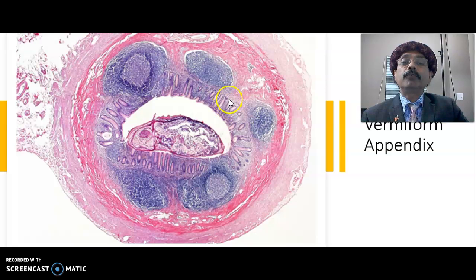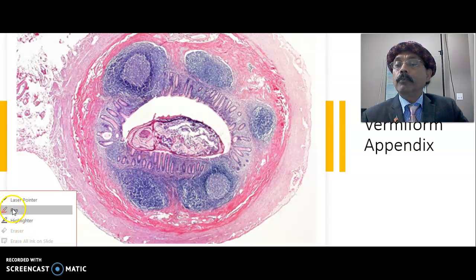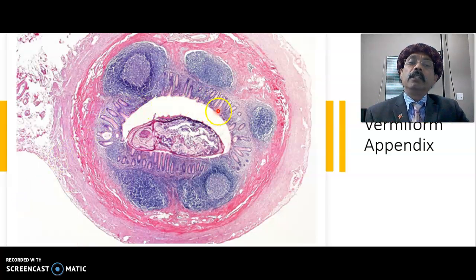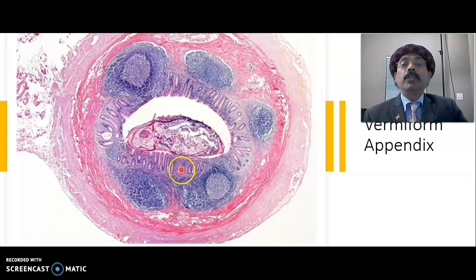We have connective tissue here. Okay, so if you go there, let me try again. This is the mucosa. Then this is the submucosa. This is the muscularis externa, and this is the serosa or mesothelium or visceral peritoneum.